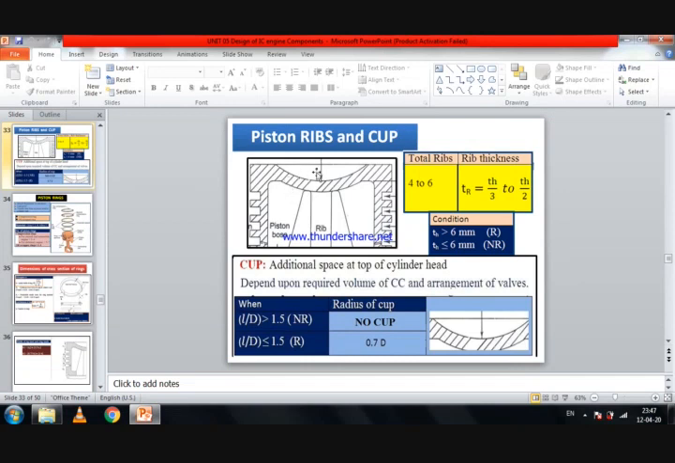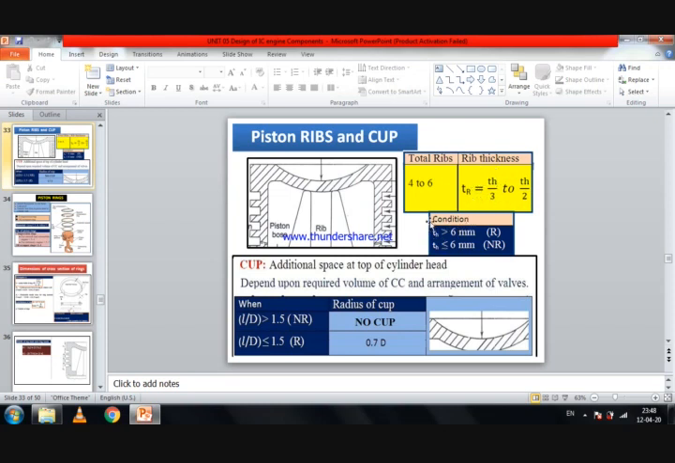Next is piston ribs and cup. Here you can see this is the piston head, and this piston head is supported by piston ribs. These are called the piston ribs. The number of piston ribs ranges from 4 to 6, and the thickness is given by th by 3 to th by 2. Here th means the thickness of the piston head.